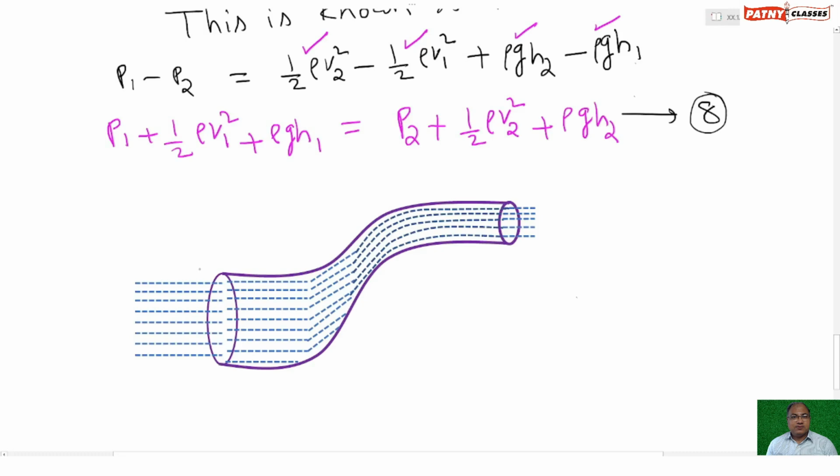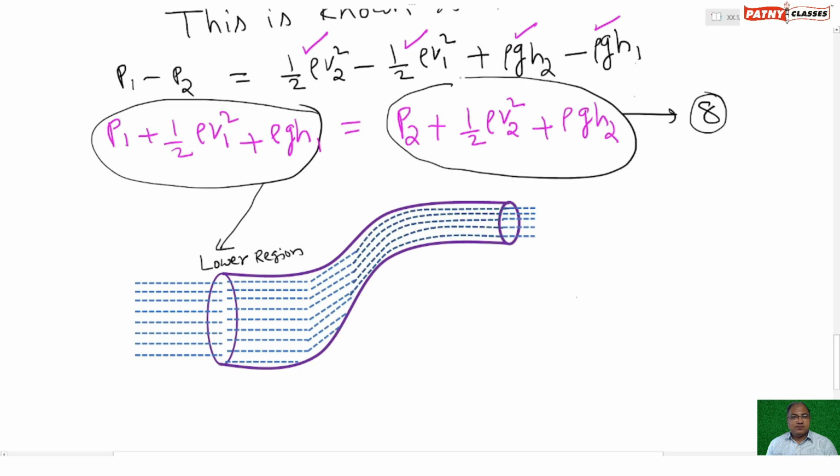From this equation number 8, the LHS part corresponds to the lower region of the pipe and the RHS part corresponds to the upper region of the pipe or tubular section. From this relationship, we can generalize equation number 8. That is, instead of writing suffix 1 and suffix 2, we can generalize it as P plus half rho V square plus rho g h equals constant.